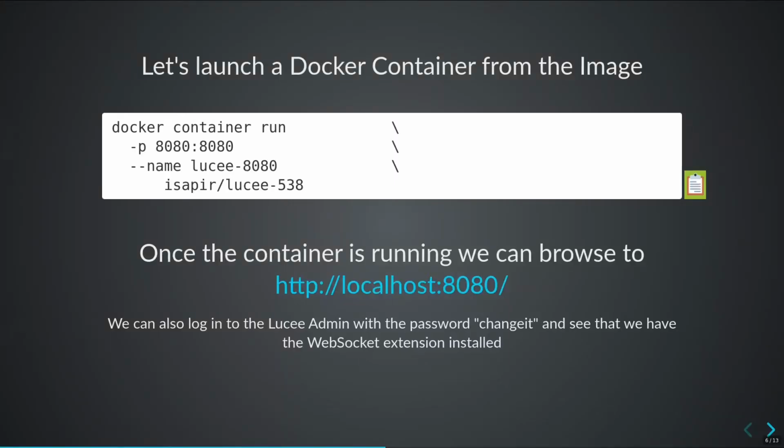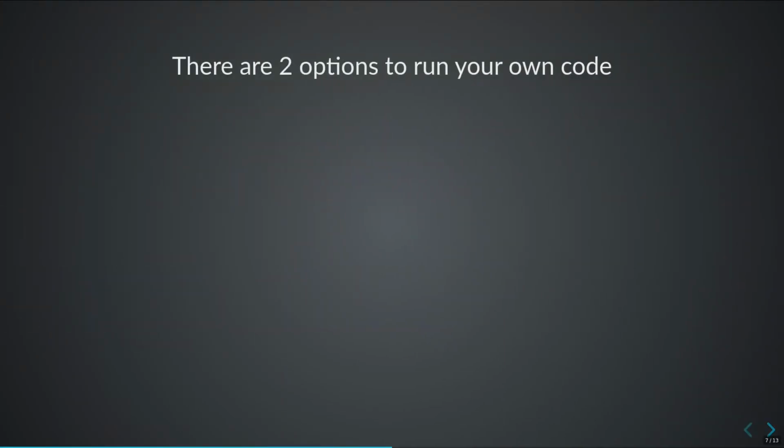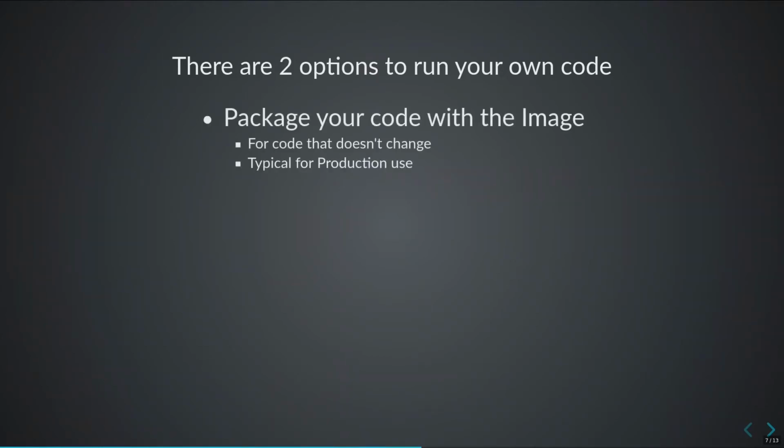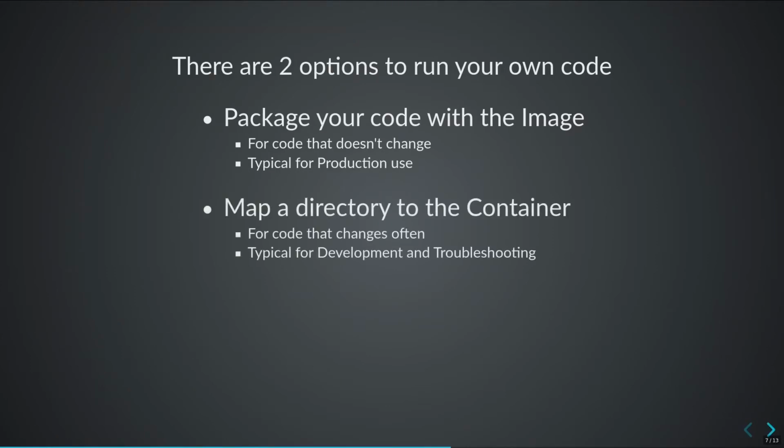But most likely you would want to run your own code in the container. And there are two options to do that. The first one is to package your code with the image when you build it. That's typical for production use because the code there doesn't change. The second option is to map a directory from your local machine to the container at runtime. That's great for development and troubleshooting, as changes to the code on your local file system are reflected immediately in the container.